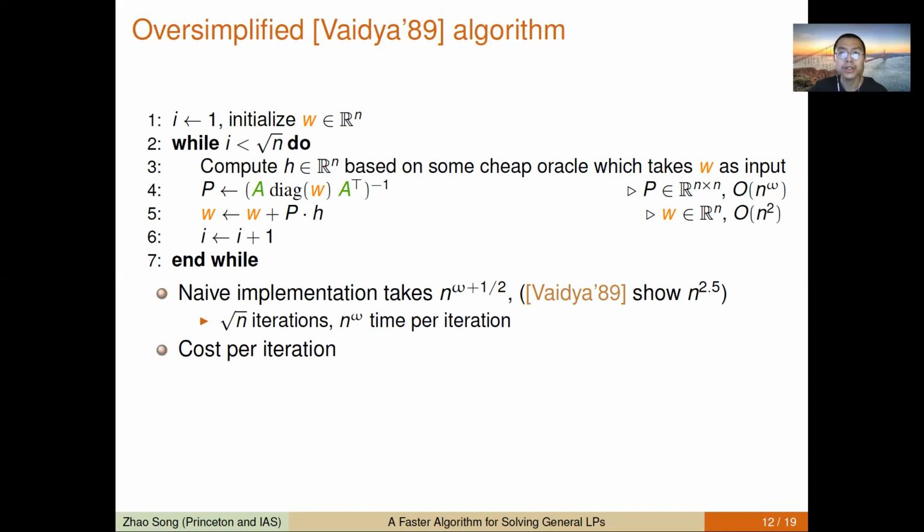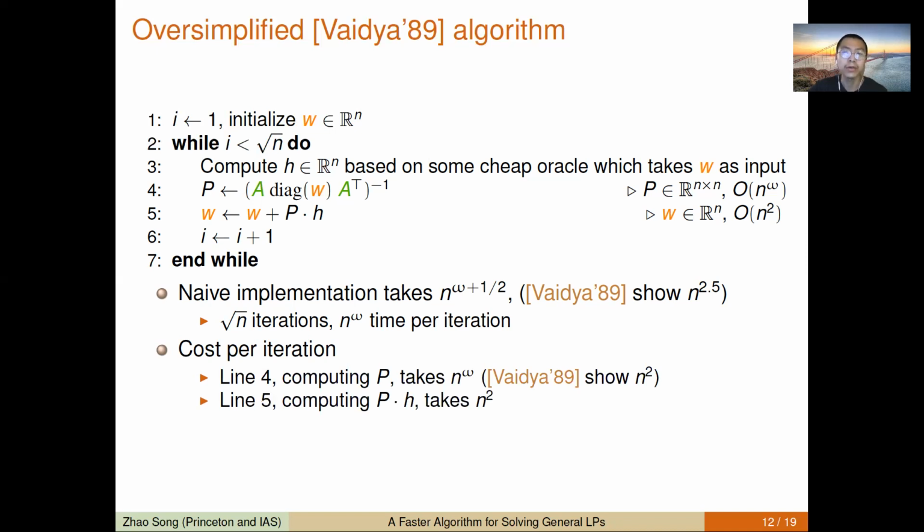The cost per iteration is the following. In line 4, it computes matrix P. This takes n^ω time, and Vaidya showed you only need to take roughly n^2 time amortized over √n iterations. And in line 5, you need to compute P times h. This takes n^2 time. As you can see, if you want to improve this n^2.5 to something else, you need to resolve the bottlenecks in both line 4 and line 5.